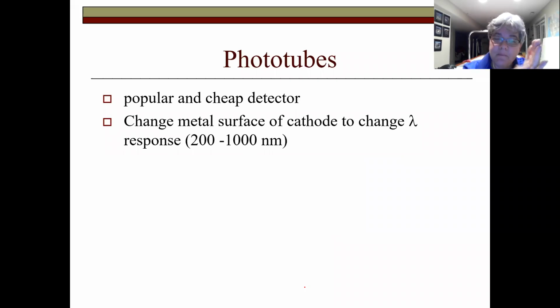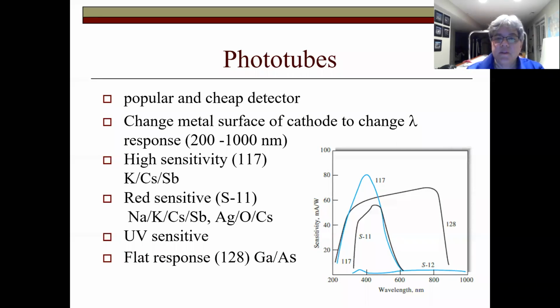And you can change that electrode surface so that it will respond to different wavelengths of light. Okay? And so this just shows you some different types of metals that are used and where they're sensitive. So notice this 128 is made of gallium and arsenic, and that one has a nice response from the UV all the way up into the visible. This 117, made of different materials, is more sensitive, but it's only really sensitive in a small wavelength range. Okay, so that's the phototube.